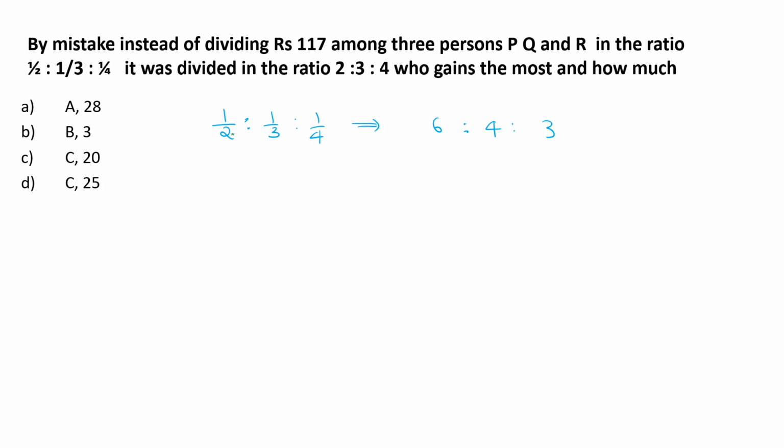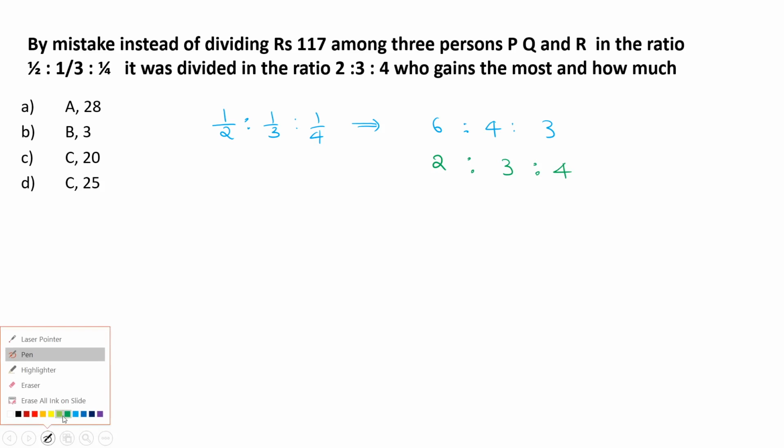When the fractions 1 by 2 is to 1 by 3 is to 1 by 4 are converted into a ratio, it becomes 6 is to 4 is to 3. But it was divided in the ratio of 2 is to 3 is to 4. But observe here, the amount which was divided in both cases was the same, that is 117 rupees.